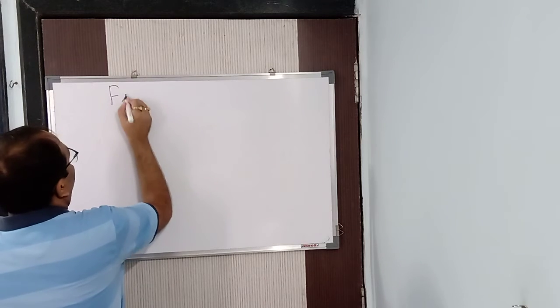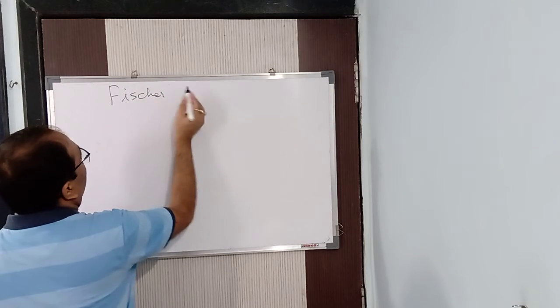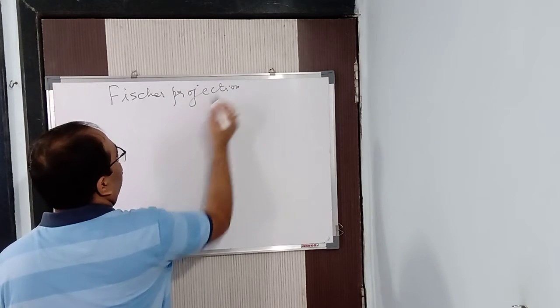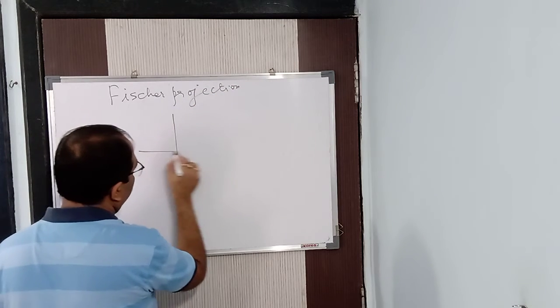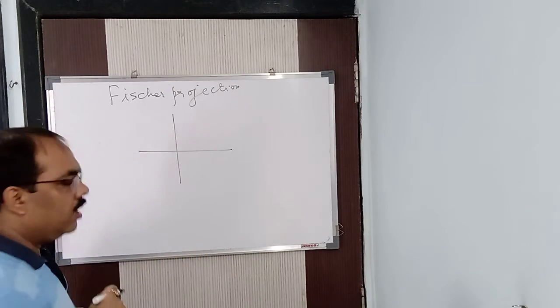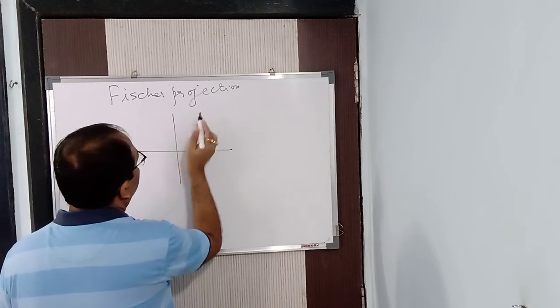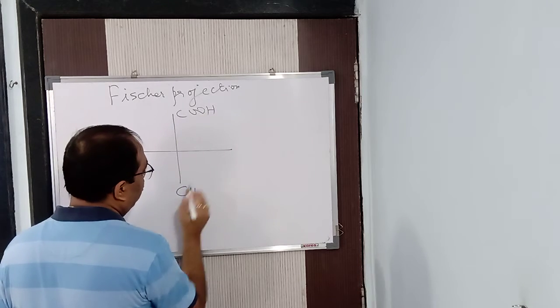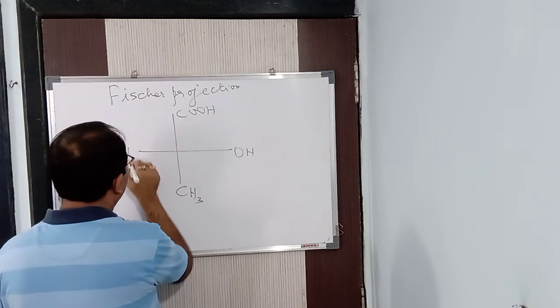Fisher, F-I-S-C-H-E-R, Fisher projection. We can say Fisher projection formula. Now the same formula I am writing in this way. This is Fisher projection. Here I will keep COOH, here I will keep the CH3 group, and here it is H and OH.